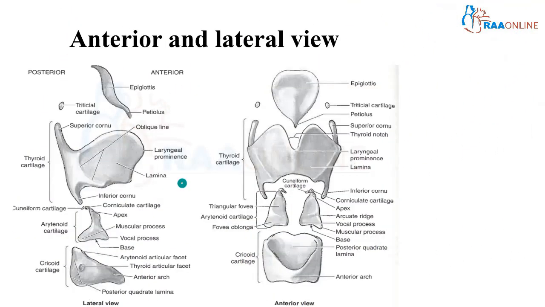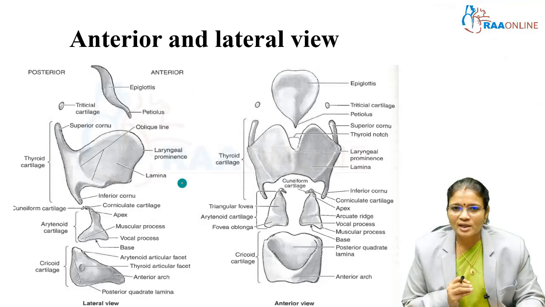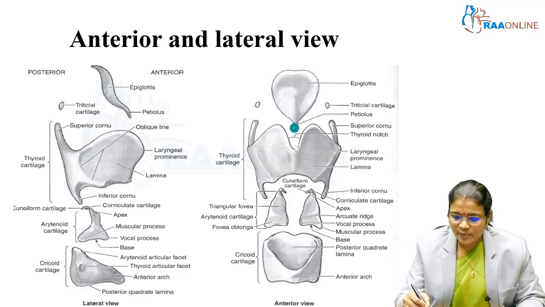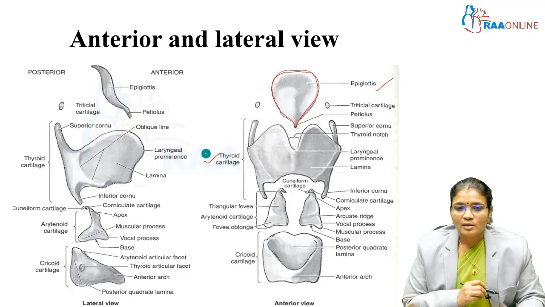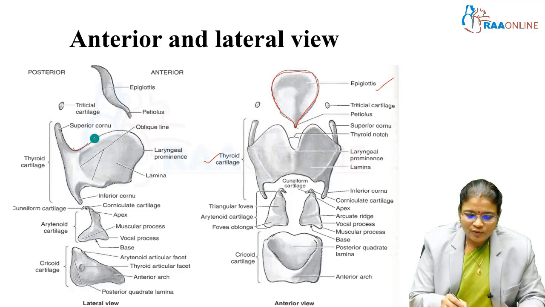Coming to the anterior view and the lateral view of each individual cartilage. First, we can see the epiglottis here. See, what is the shape of the epiglottis? The epiglottis appears to be a leaf-shaped cartilage. Then, coming to the laryngeal or the thyroid cartilage. This thyroid cartilage is made up of two laminae.